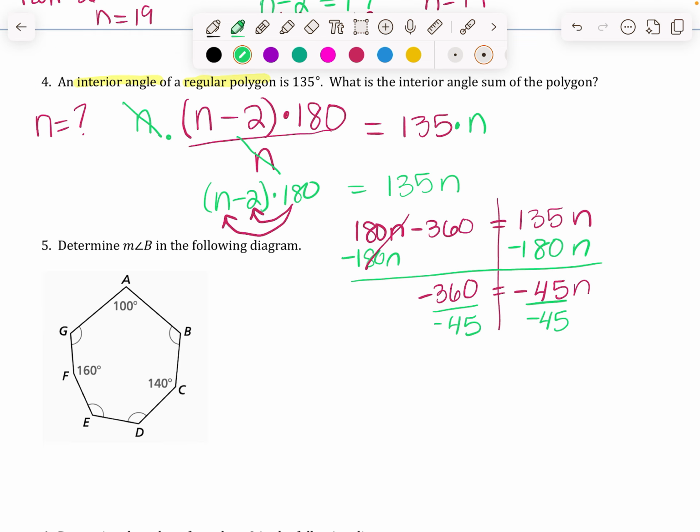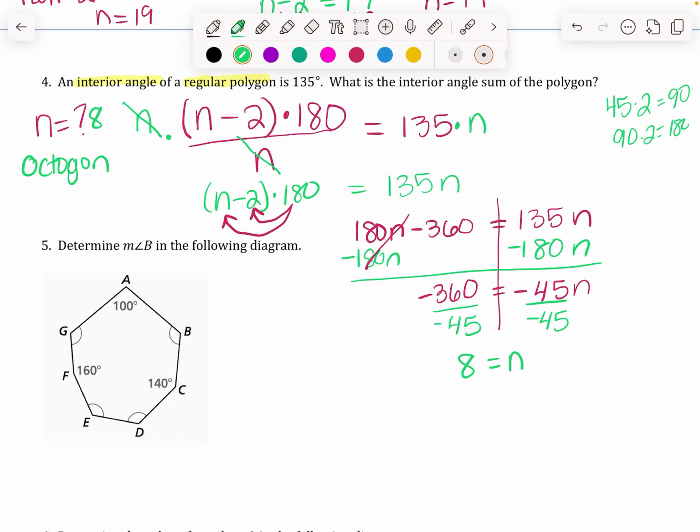I know that 45 times 2 is 90, and then 90 times 2 is 180. And there are two 180s in 360. So that means that 45 goes into 360 a total of 8 times. And a negative divided by a negative is positive. So that means that there are 8 sides to this shape, which means that n equals 8, and it is an octagon.